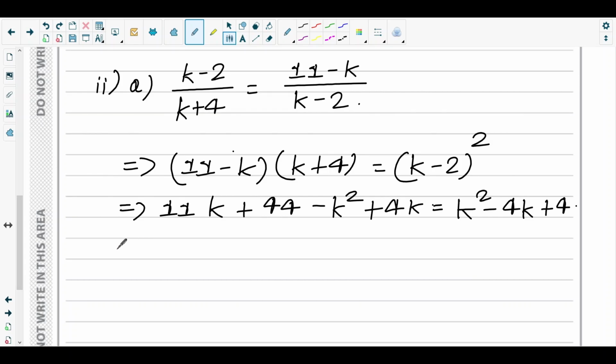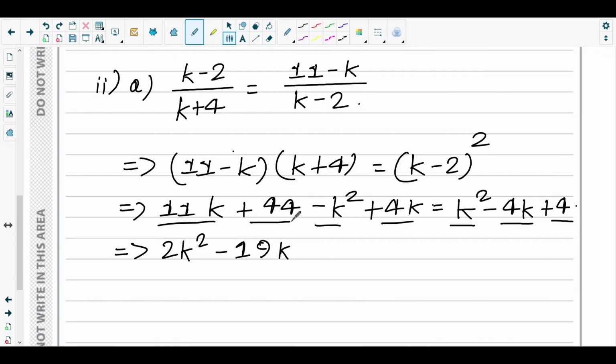Take all the terms to the right side, so you get negative k squared there. If you take it to the right, k squared plus k squared will become twice k squared. Next you got 4k plus 11k, which is 15k. So negative 4k minus 15k is basically negative 19k. Then you got plus 4, and here it is plus 44 on the left side. If you take it to the right side, it will become negative 44. So 4 minus 44 is negative 40 equals 0.